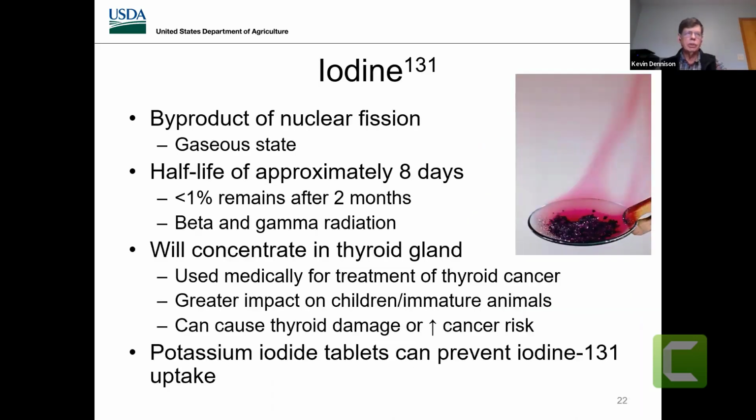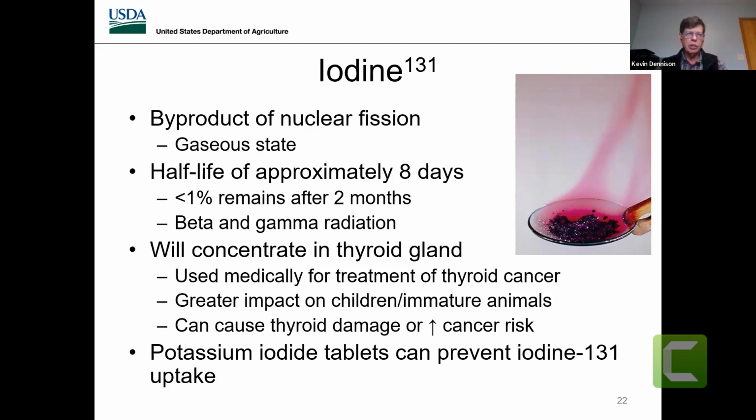So next we'll look at iodine-131, also a product of nuclear fission. It normally likes to be in a gaseous state, although it can be incorporated into living animals and plants, and has a half-life of approximately 8 days. That's really nice because in approximately 2 months, there's only 1% left of any radioactive iodine that was produced for the incident. It does both beta and gamma radiation, which makes it easy to find with a detector.